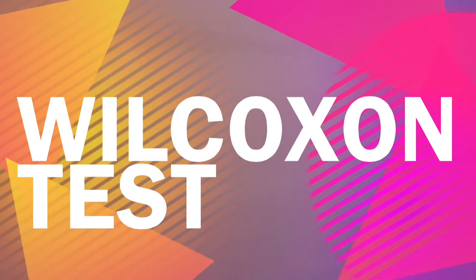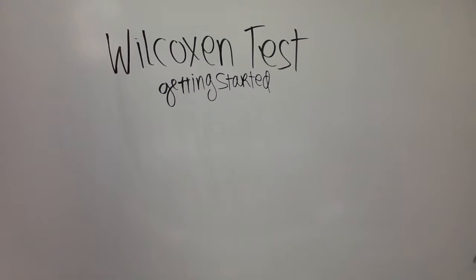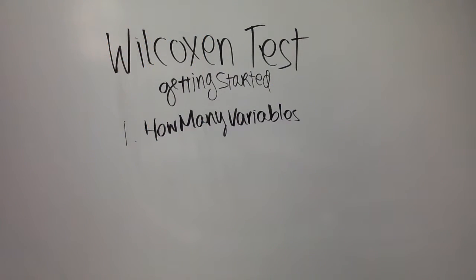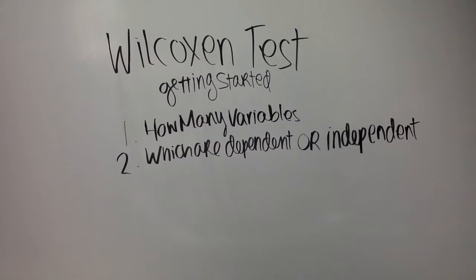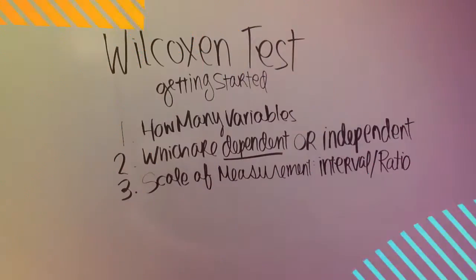Today I'm going to show you how to do a Wilcoxon test. Before we get started, there are a few things we should note. First, we want to find how many variables are in our problem. Next, we'll need to identify which variables are dependent and which are independent.